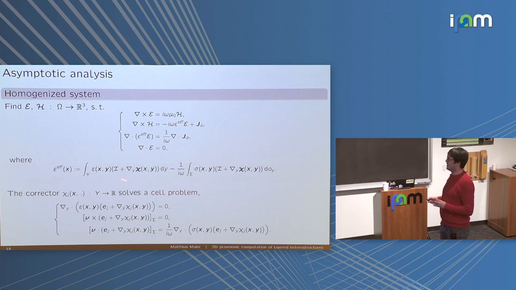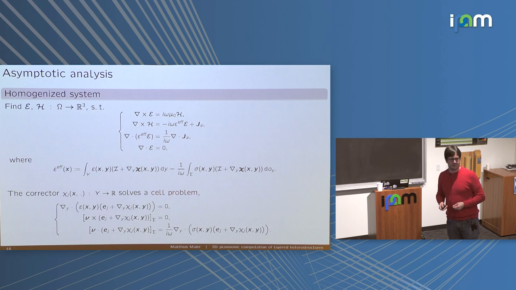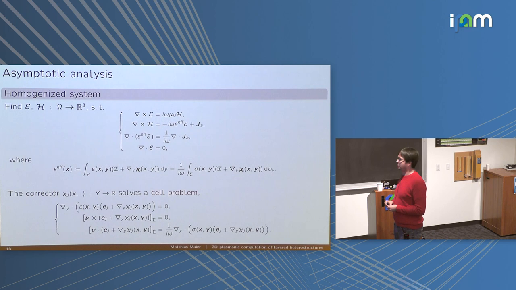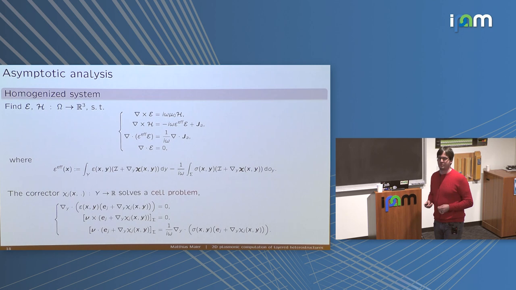And this is now the full answer to the question: when I want to compute this effective permittivity that came out quite easily in the Bloch wave approach, this is the right quantity I have to compute. And one peculiar thing shows up here, namely that I have a chi in here, which is a so-called corrector. So it's not just the arithmetic average. I have to correct it with a certain quantity. And this is subject to a solved problem.